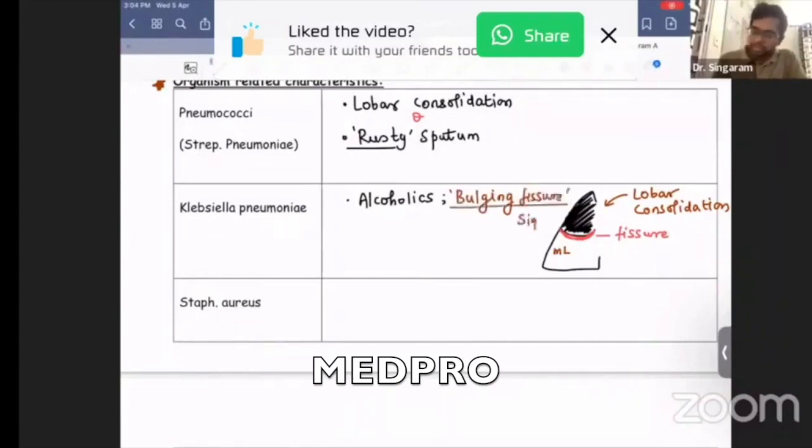This is very characteristic on the X-ray. Very important. The bulging fissure sign on an X-ray is characteristic of which organism? It is Klebsiella pneumoniae. This also causes lobar consolidation. That is the point.